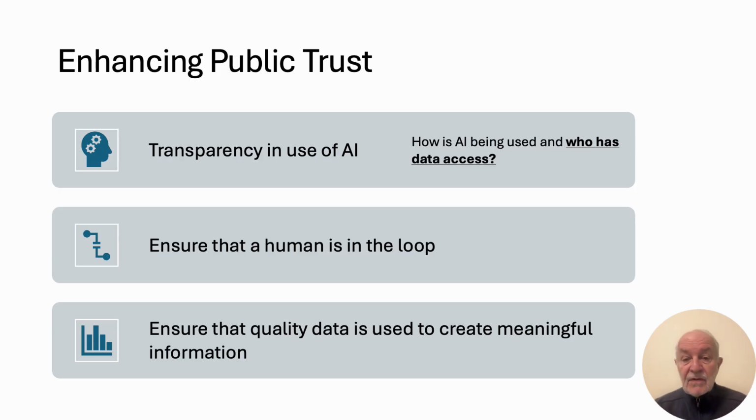First of all, in terms of enhancing public trust, it is very important that you be very transparent in the use of artificial intelligence. The key question here is, how is AI being used and who has access to that information and that data? Further, it's important to ensure that a human is in the loop. These artificial intelligence outputs can have errors, and it's essential that a human be in the loop in any process in which artificial intelligence might be involved. And finally, ensure that quality data is used to create meaningful information.